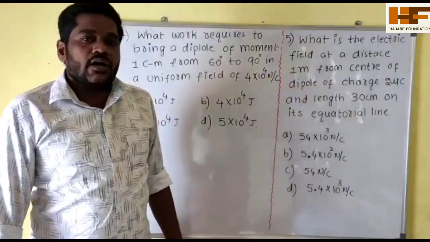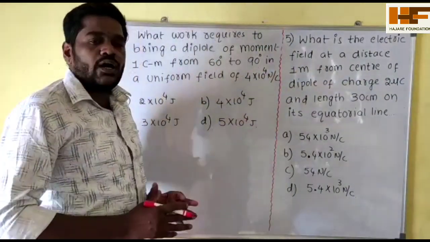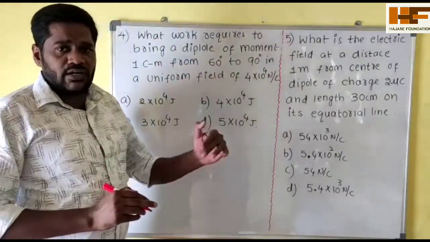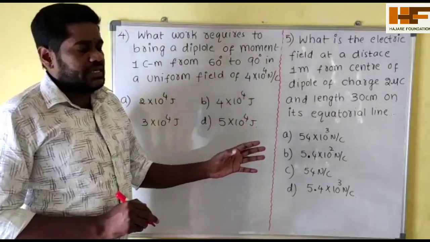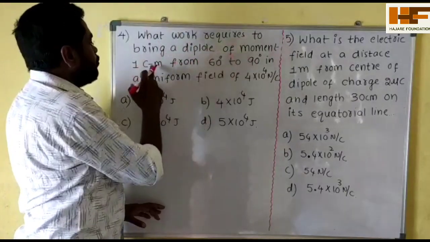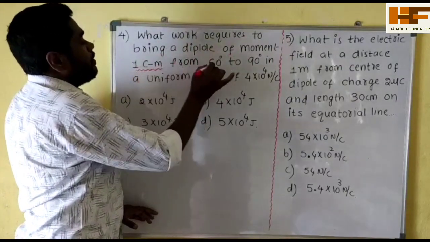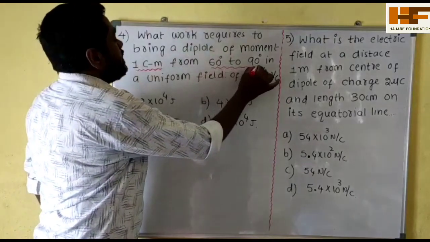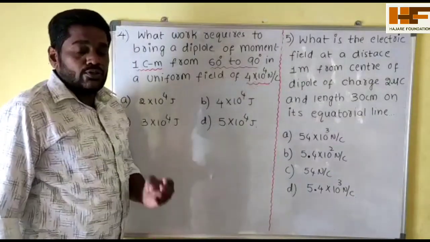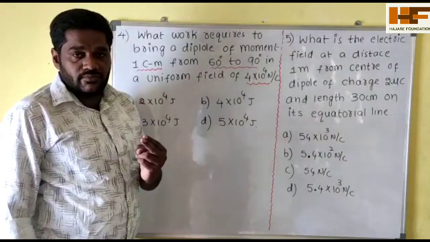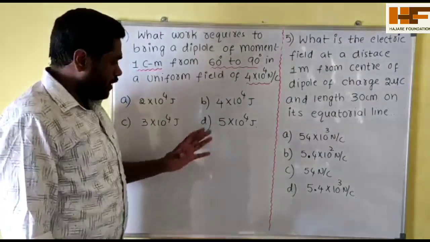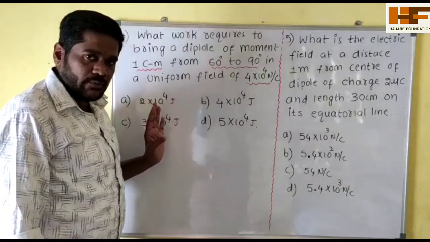Now the last two problems are homework for you, and these two are very simple problems. Out of the three problems I have explained, the last third problem is somewhat thinkable, but all remaining problems are very easy. Here see the question and solve it. What work is required to bring a dipole of moment 1 coulomb meter from 60 degrees to 90 degrees in a uniform field of 4 into 10 power 4 Newton per coulomb? I have given two formulas for the work, and you decide what those formulas are, solve it, and select which option is correct out of the 4 given options in this problem.